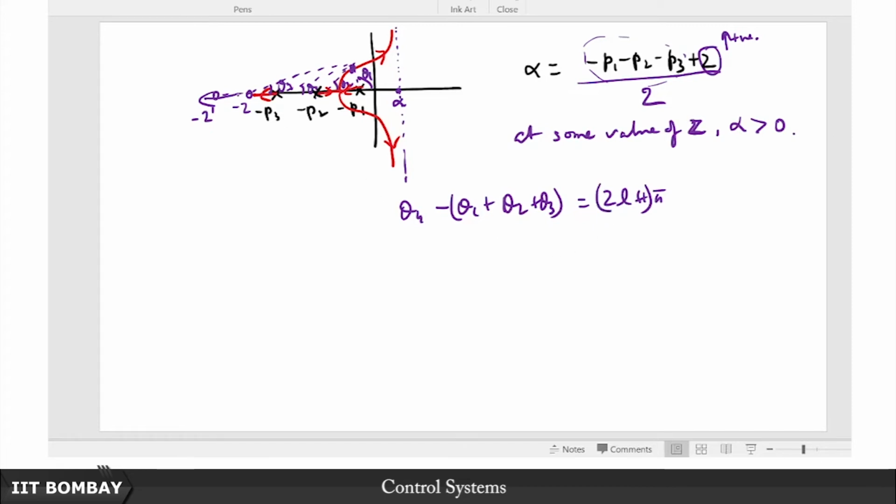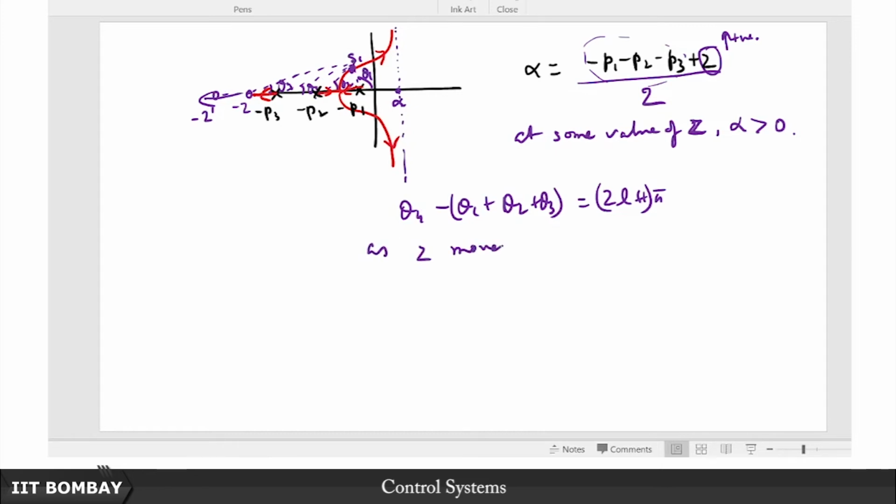But now suppose you've shifted this here. See, you're not changing the open loop poles, you're only shifting the zero. Now what do you think, at the same point, let's say S1, is going to be the contribution? This theta 4 is going to reduce, no?